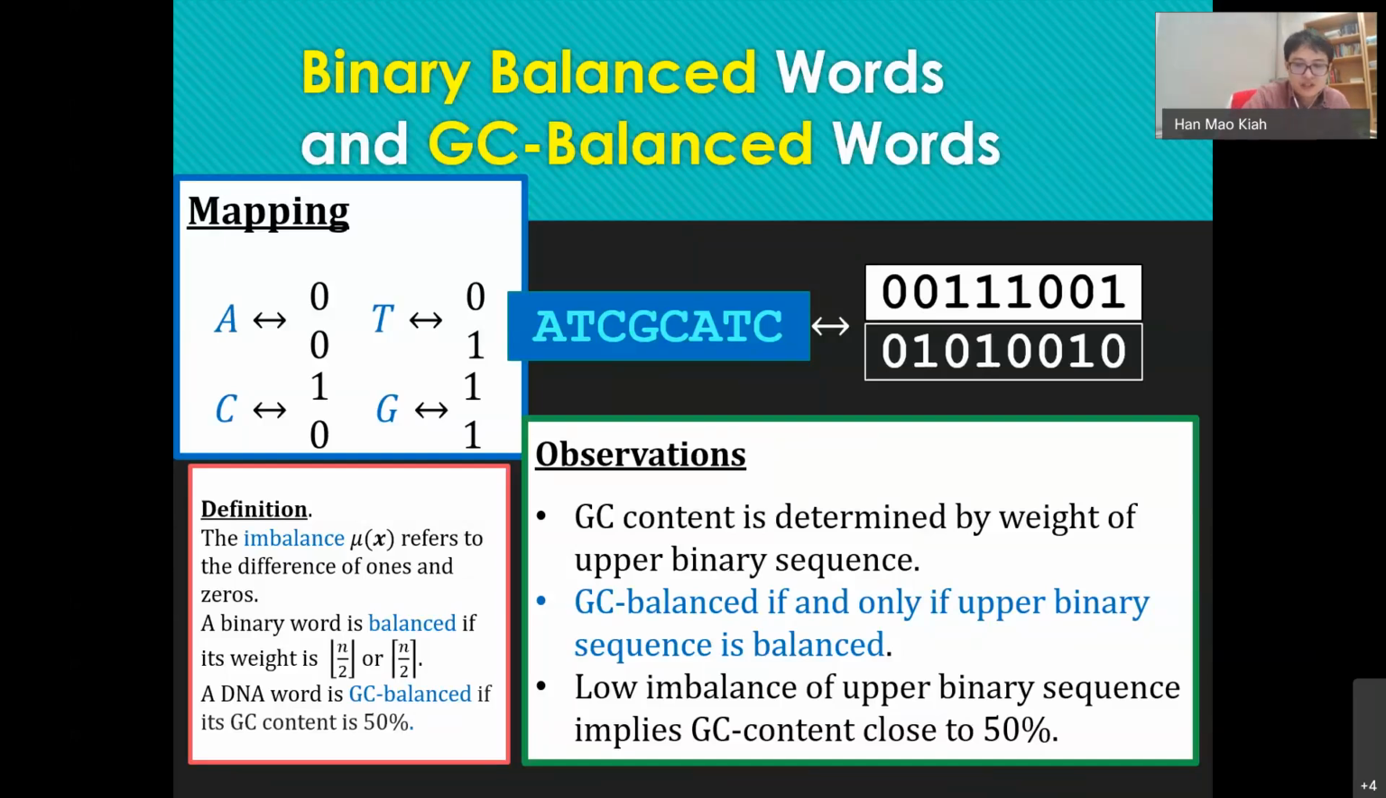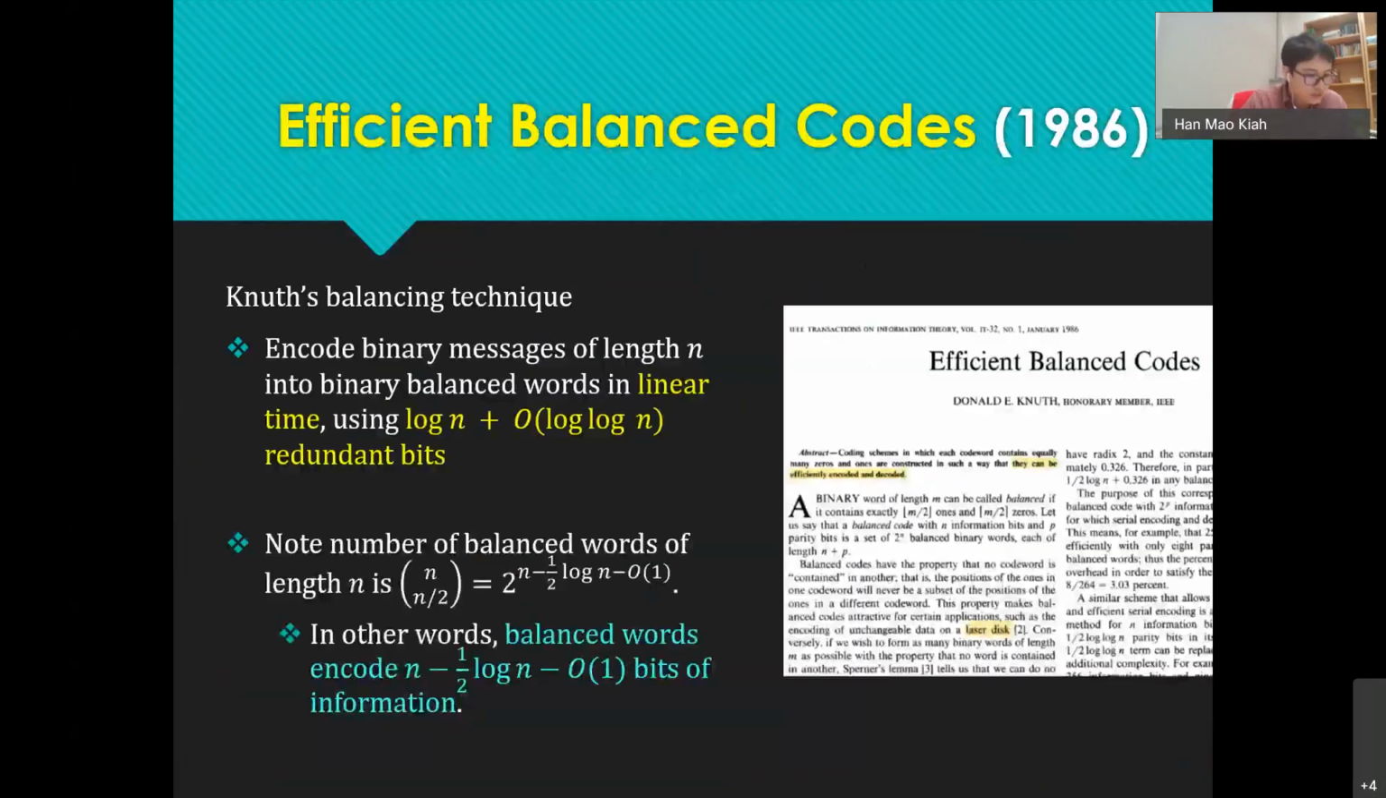Okay, so let's introduce the central technique of this talk, Knuth's balancing technique. This is a technique that encodes binary messages of length n into binary balanced words in linear time using log n plus a little bit of redundant bits.